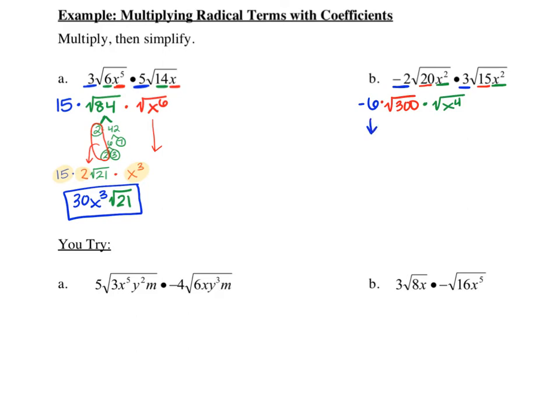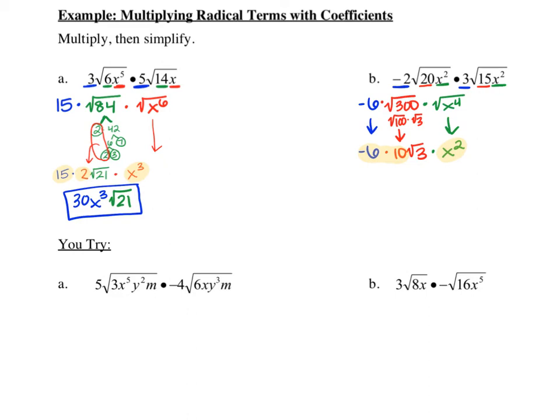So nothing happens with the negative 6, but we can simplify the 300 into 100 times 3. So the square root of 100 is 10, and the root 3 stays under the radical. And then x to the 4th, divide that by 2 to get x squared. Now we're going to multiply anything that does not have a radical symbol.